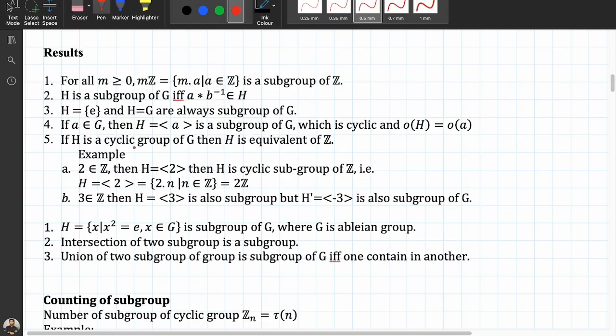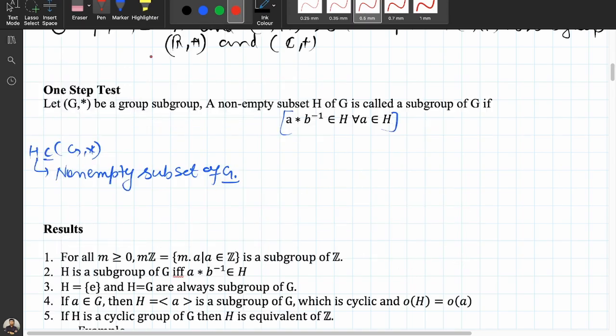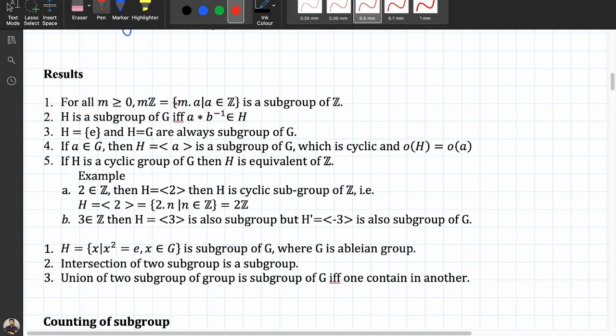subgroups basically. Okay, so for all m greater than or equal to 0, mZ is equal to, okay, if I have any Z, which is nothing but the group of integers. Now we'll see what the subgroups of this are. So if m is not equal to 0, or simply m greater than or equal to 0, they are all subgroups. I will write mZ, and all of them are subgroups of this Z.